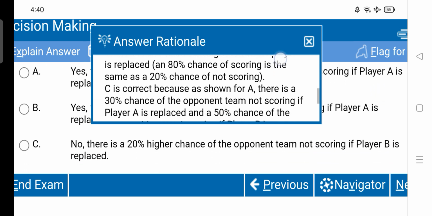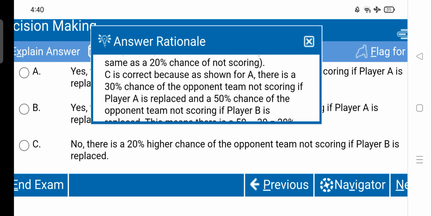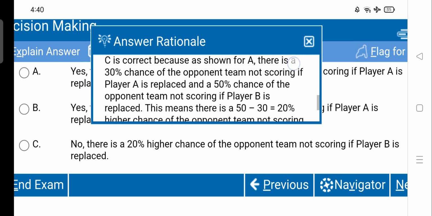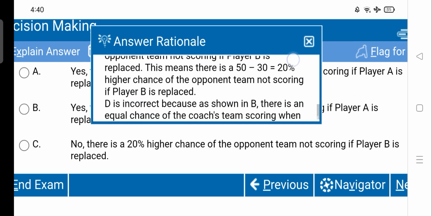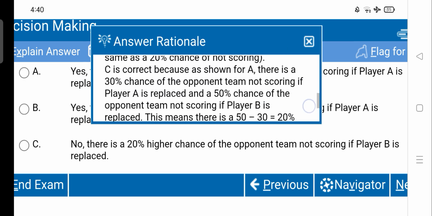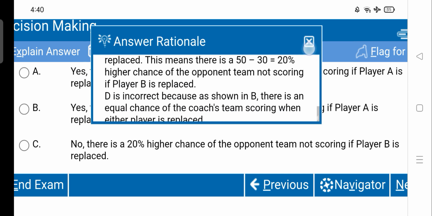C is correct because, as shown for A, there is a 30% chance of the opponent team not scoring if player A is replaced and a 50% chance of the opponent team not scoring if player B is replaced. So this means there is a 50 minus 30, 20% higher chance of the opponent team not scoring if player B is replaced.